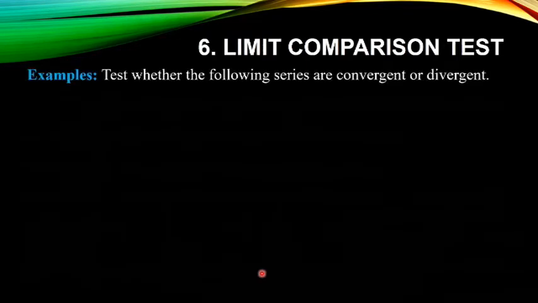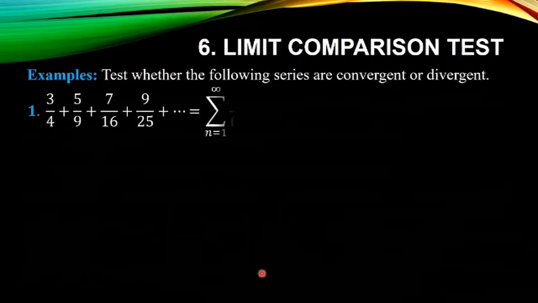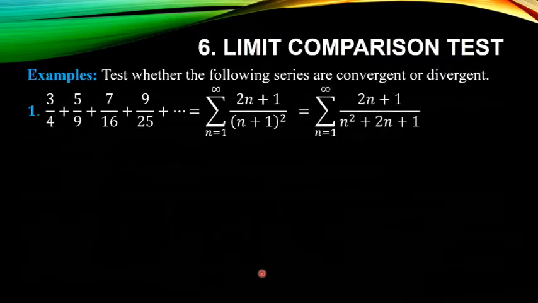Examples: test whether the following series are convergent or divergent. Example number 1, we have 3 over 4 plus 5 over 9 plus 7 over 16 plus 9 over 25 plus so on and so forth, which is equal to the summation of 2n plus 1 over the quantity n plus 1 squared, where n starts from 1 to infinity. Let us expand the denominator.